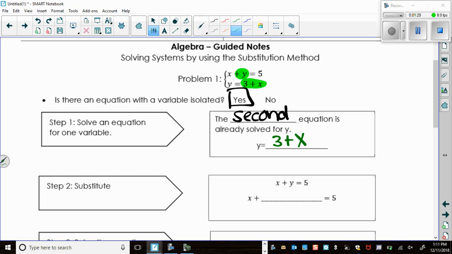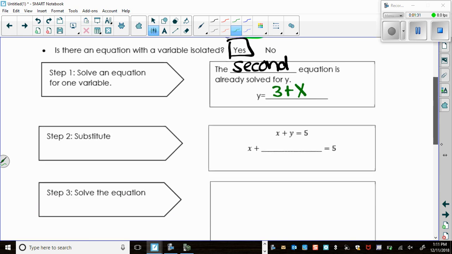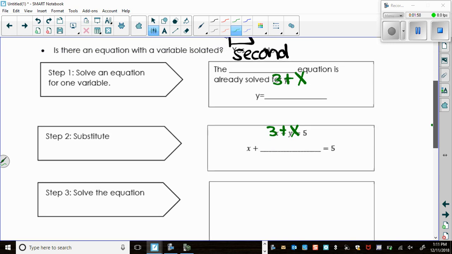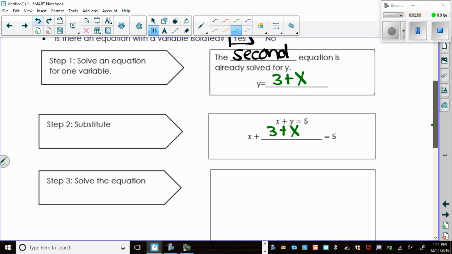Well, I'm going to take step 2. It says substitute. Wherever I see the y value, I want to replace it with this 3 plus x expression. So this is the first expression given to me. I'm going to plug in this green expression into this y. So this is what it's going to look like: x plus 3 plus x equals 5. You've substituted in. Now all you have to do next is solve the equation.